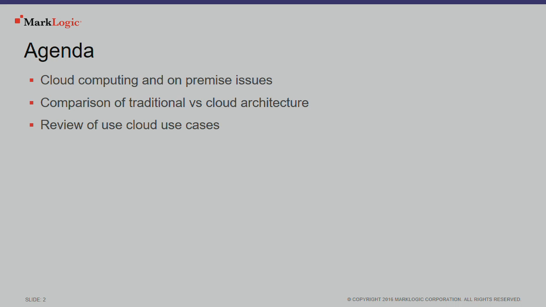So some of the things we'll talk about today, essentially we'll give a high-level overview about the cloud and some of the issues that customers are starting to see with their on-premise infrastructures. Then we'll do a comparison of how things look traditionally when you build out an infrastructure versus what it would look like on an Amazon-type platform. And then we'll take a look at some use cases where customers have actually used MarkLogic on the cloud to help with their mission goals and their projects.